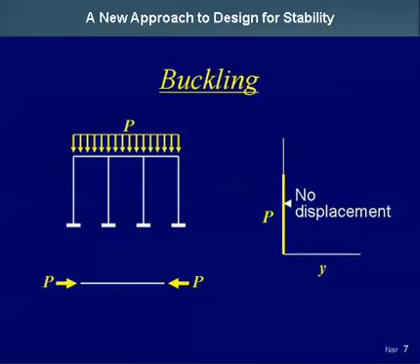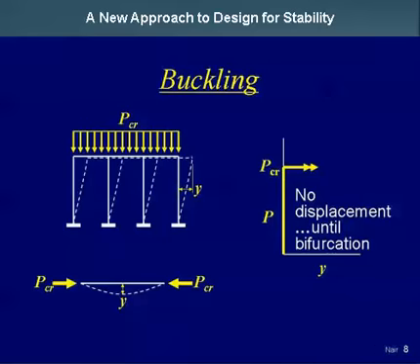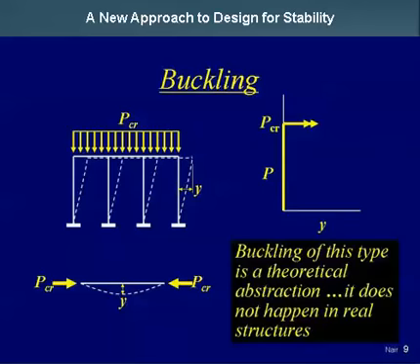And as we increase P, there is still no lateral displacement until we get to some magic number called the critical load, P sub CR, at which time we get so-called bifurcation. We get sudden, uncontrolled lateral displacement. And this is the concept of buckling. Well, buckling of this type is a theoretical abstraction. It is not real. It does not happen in real structures. In the real world, there is no such thing as buckling. Now, that may come as a surprise to you, but I'll show you in a minute why I say that.